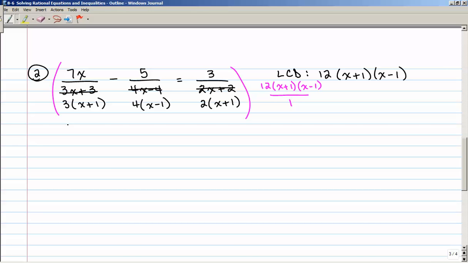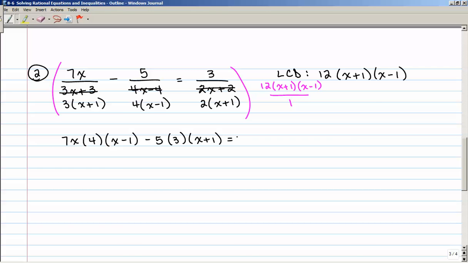Okay, so originally I have here a 7x, that's going to stay there, but then when I multiply my common denominator times the first fraction, the 3 and the 12 will cancel and leave me with a 4 on top. The x plus 1's cancel and leave me with an x minus 1. Minus 5, which was originally there, my 4 and my 12 will cancel and leave me with a 3. My x minus 1s will cancel and leave me with an x plus 1.